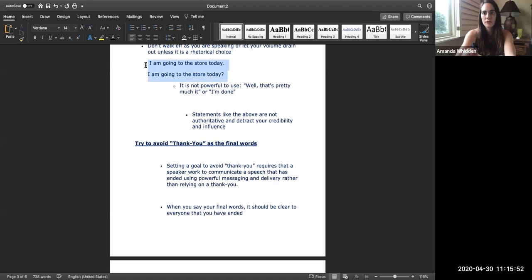Do we see the two differences in the statement? The content is the same. The way it is communicated and the way it is stated is different because one is stated as a question and one is stated as a declaration.